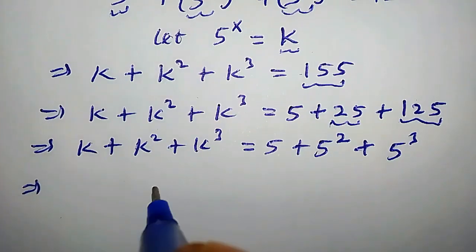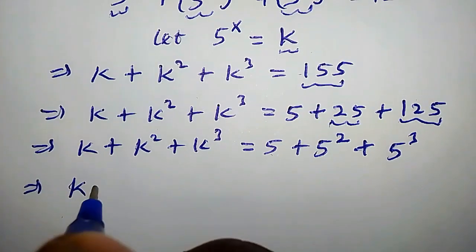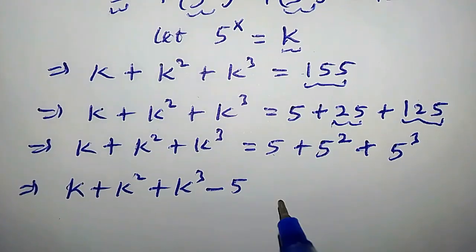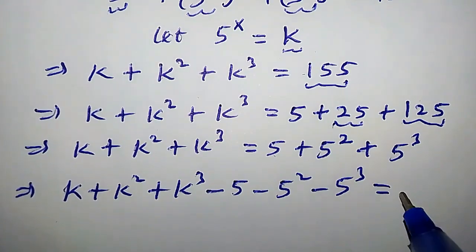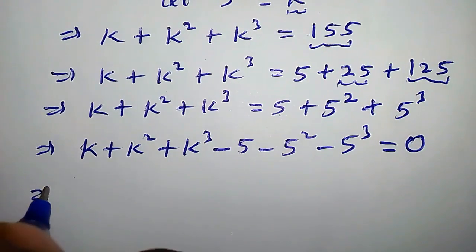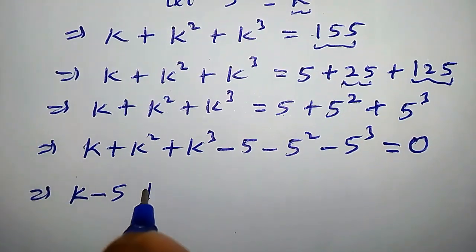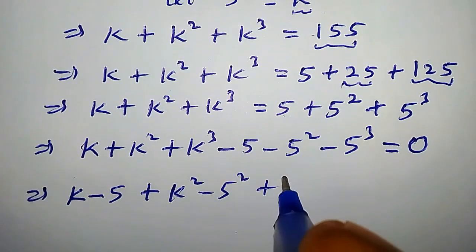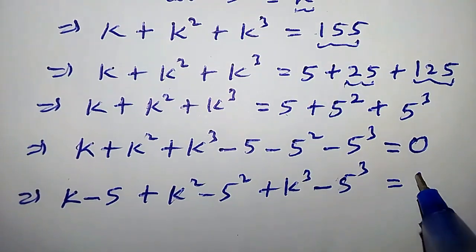Now, let us move each of these to the left hand side. So that will be k plus k to the power of 2 plus k to the power of 3 minus 5 minus 5 to the power of 2 minus 5 to the power of 3 equal to 0. I can actually rearrange this equation as this. Taking this first, k minus 5 plus k square minus 5 square plus k to the power of 3 minus 5 to the power of 3, everything equal to 0.